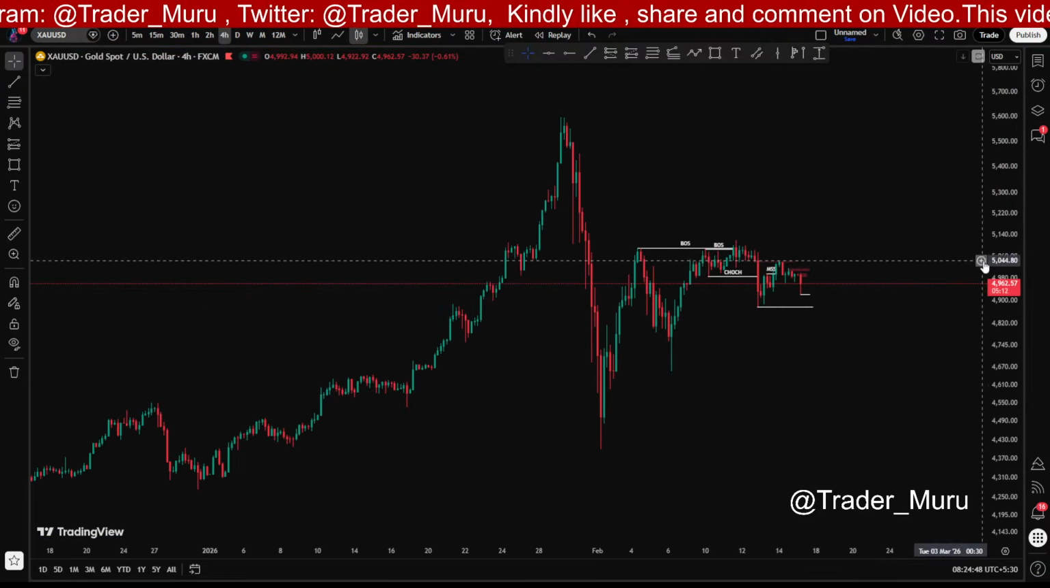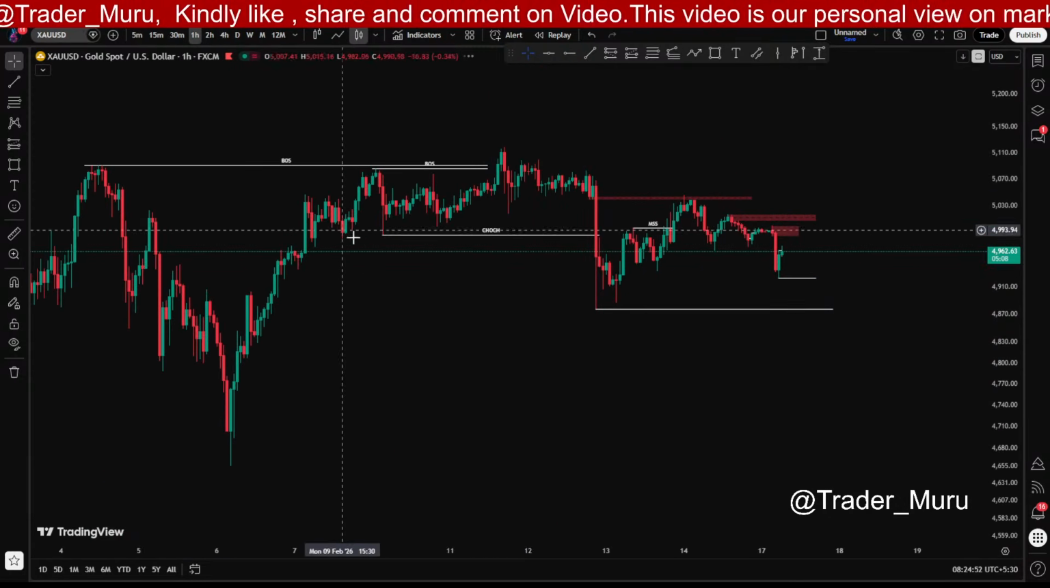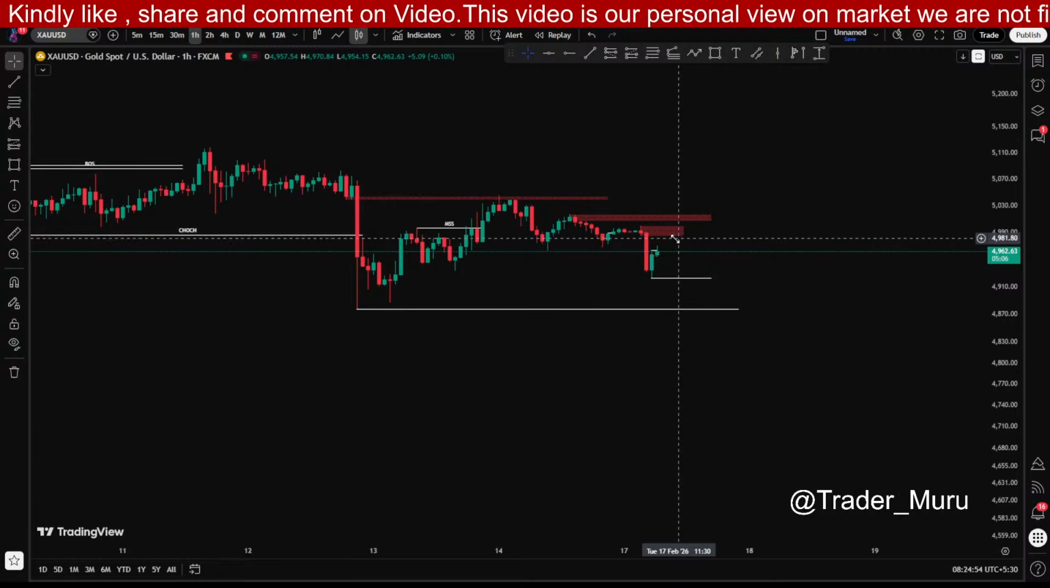And currently, my main target is on gold. I am watching for a short opportunity from these zones.